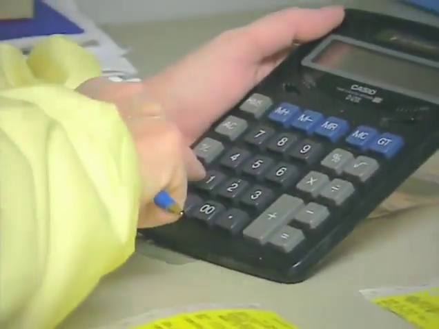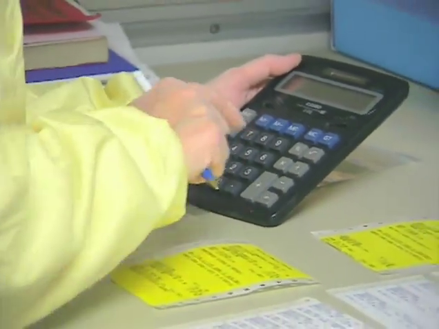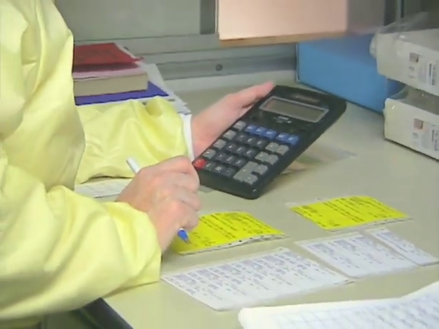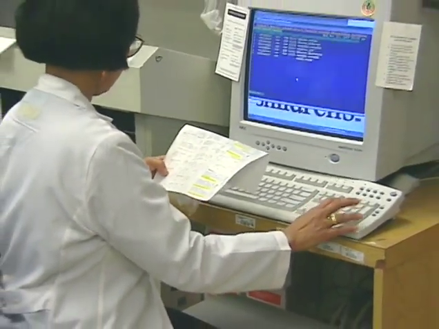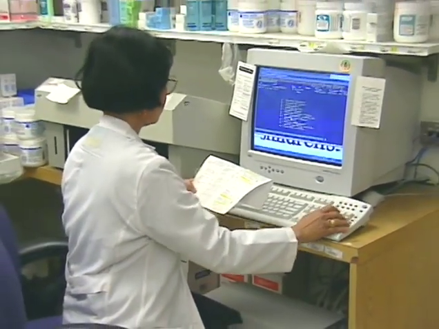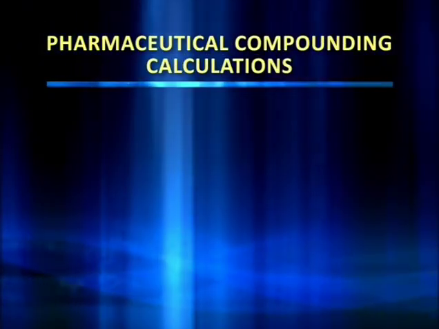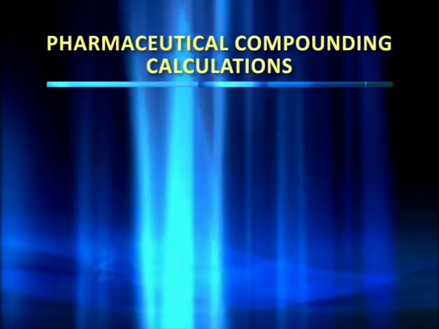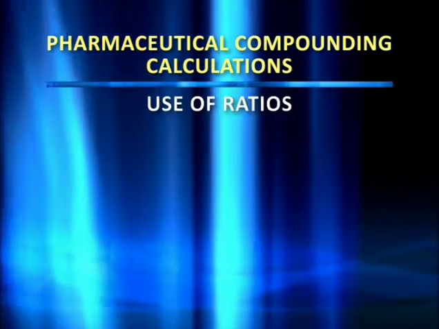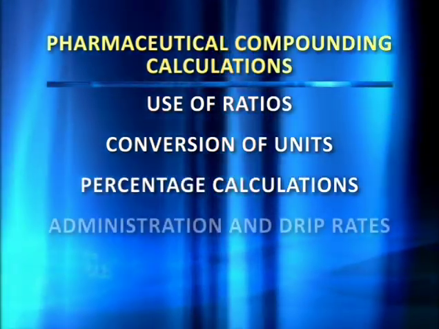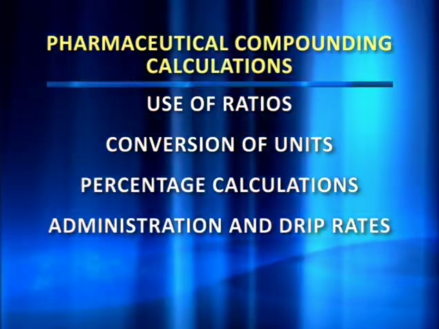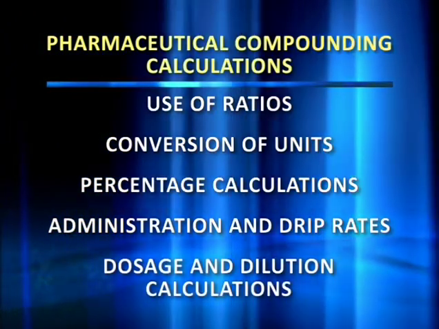Performing certain types of mathematical calculations is integral to proper compounding of bulk pharmaceutical products into finished dosage forms in pharmacy. Even when computer systems perform such calculations automatically, the pharmacist must still verify that all calculations were performed correctly. The main types of calculations required for IV admixture compounding are use of ratios, conversion of units, percentage calculations, administration and drip rates, and dosage and dilution calculations.